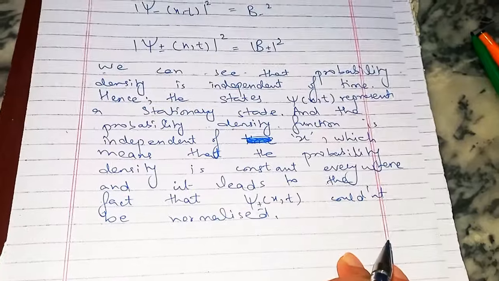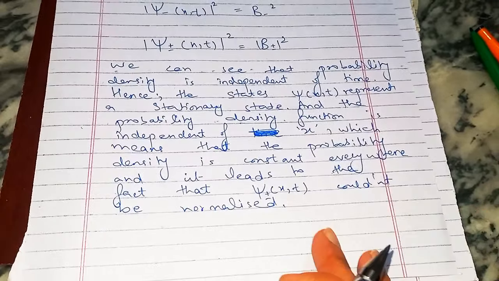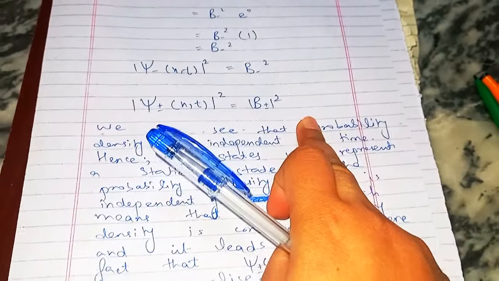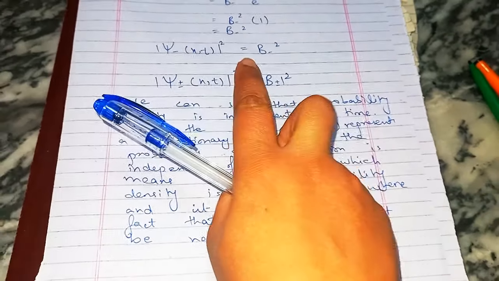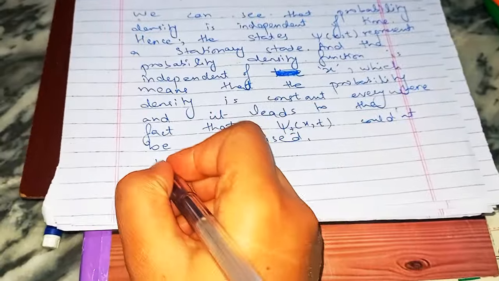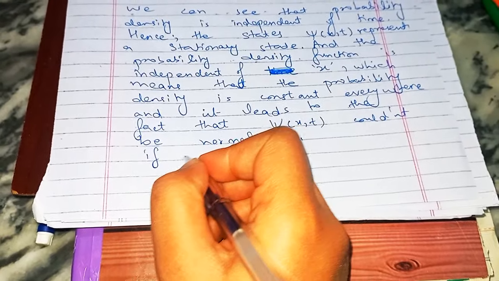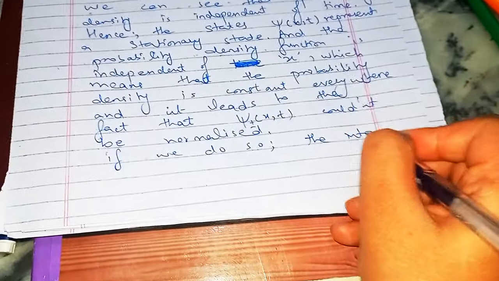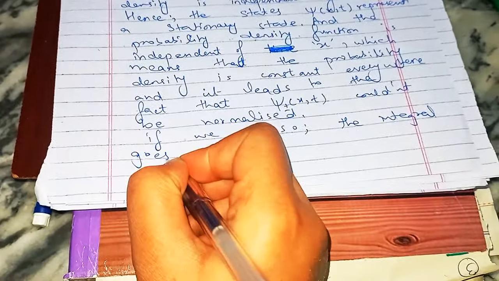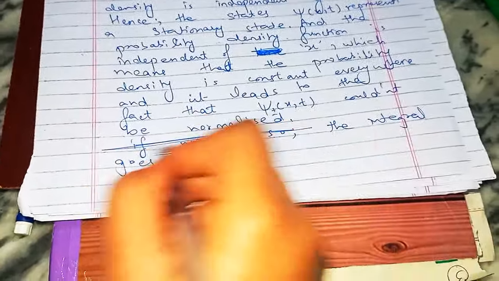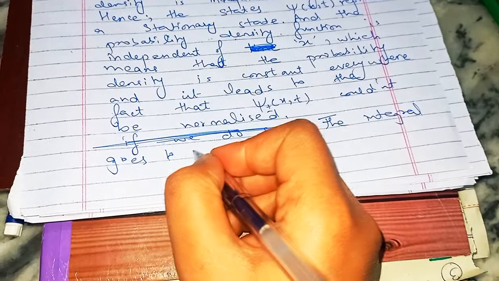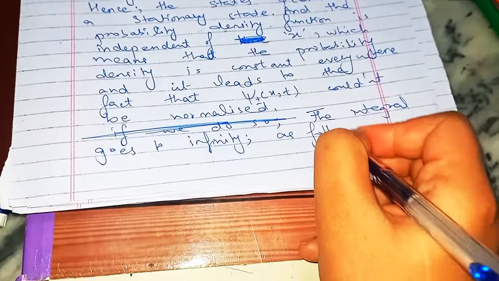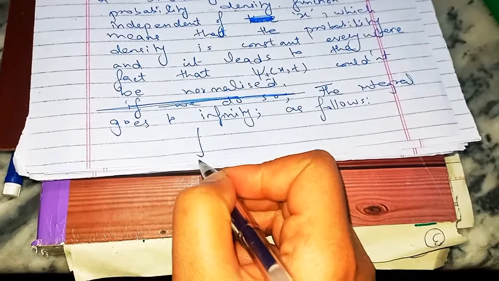The normalization condition ensures that the total probability of finding a particle is always equal to 1. It's not greater than that, but this wave function cannot be normalized, because if we do so, the integral goes to infinity. We can see how the integral goes to infinity.